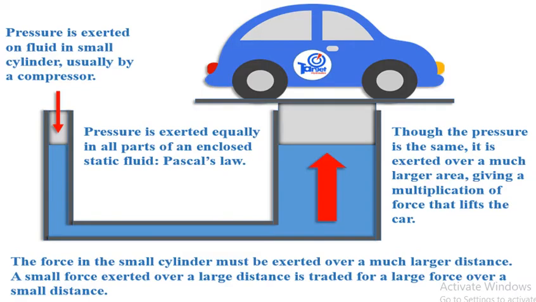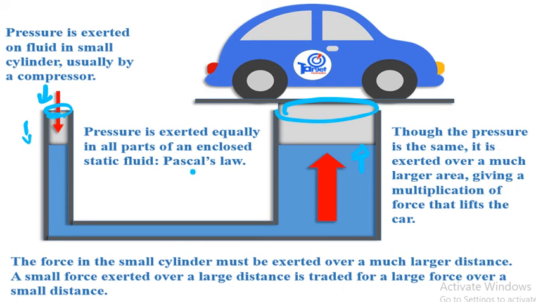A hydraulic press means the image as you see here, it looks like this one, the best way of explanation. So there are two pistons here, a smaller area and a larger area. If you press this part, pressure will be exerted here, but that pressure will be distributed equally everywhere. So the pressure applied here is the same as the pressure which comes here. It says pressure is exerted on fluid in a small cylinder, usually by a compressor, mostly.